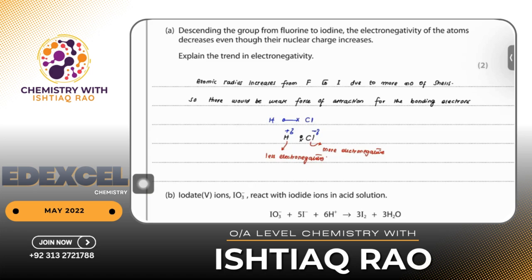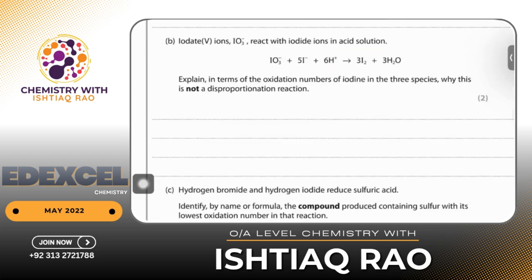Okay. And if you look at this one: explain in terms of oxidation numbers of iodine in the three specific species why this is not a disproportionation reaction. Because for a disproportionation reaction, the same substance should be oxidized and reduced, right?